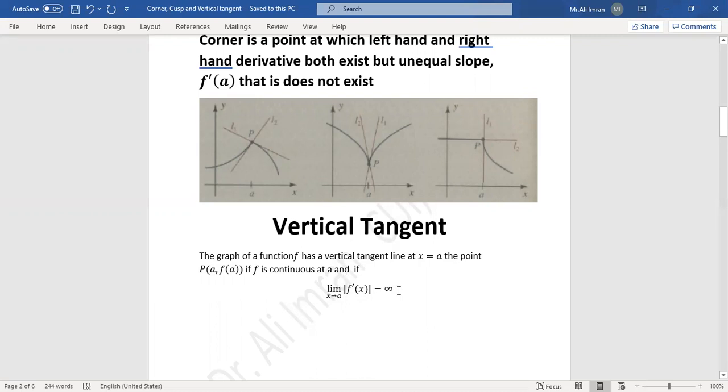So in the case of vertical tangent, first we will check the function is continuous, then we will find the derivative, and when we put x equal to a, if the limit approaches infinity, the function will have a vertical tangent line.